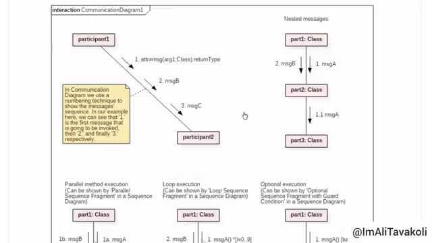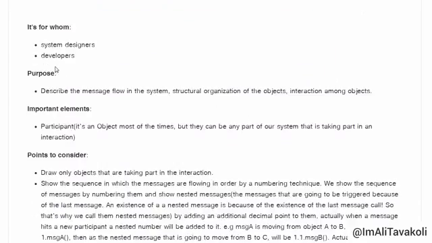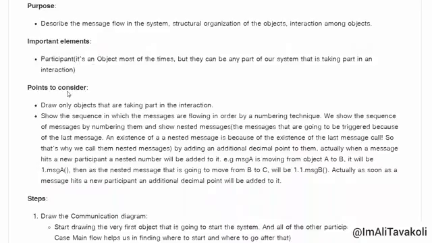We will explain about all of these later, but first, let me explain for whom a communication diagram is. System designers and developers. Purpose: describe the message flow in the system, structure and organization of the objects, interaction among objects. Important elements: participant, obviously, which is an object most of the times, but they can be any part of our system that is taking part in an interaction, just like the sequence diagram. Points to consider: draw only objects that are taking part in the interaction, just like the sequence diagram.